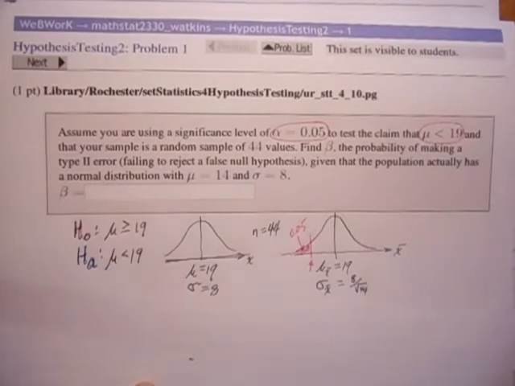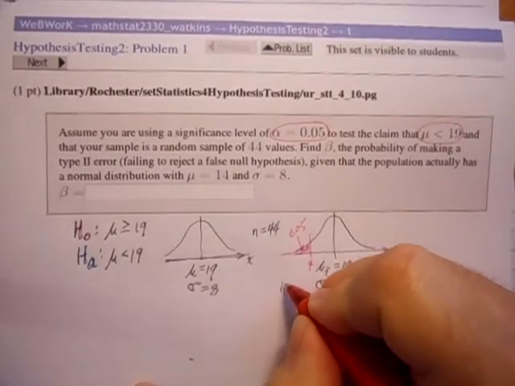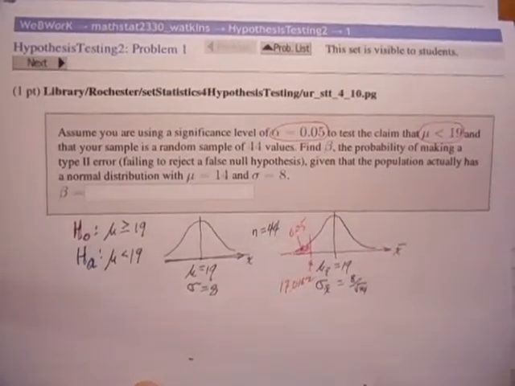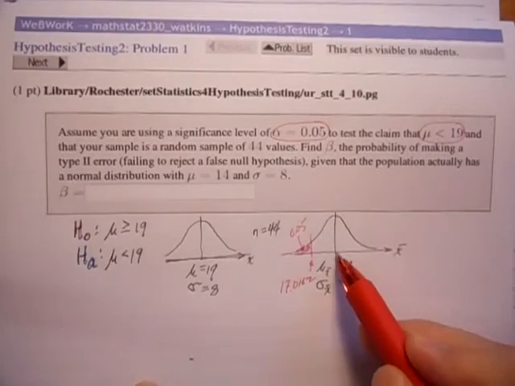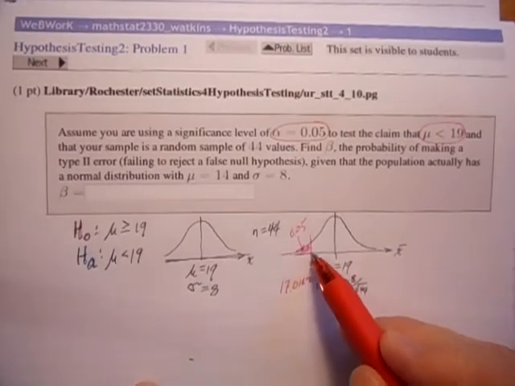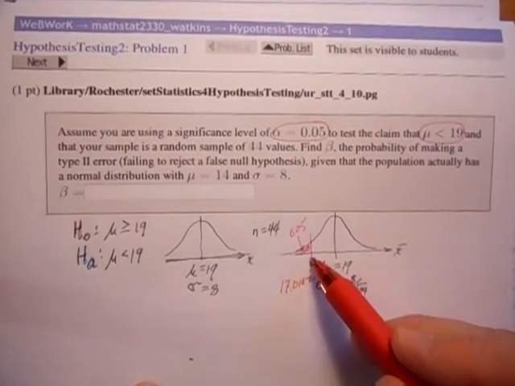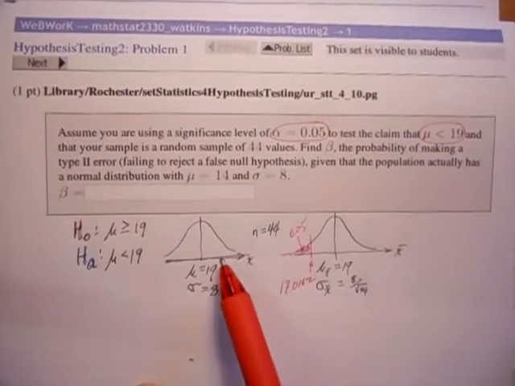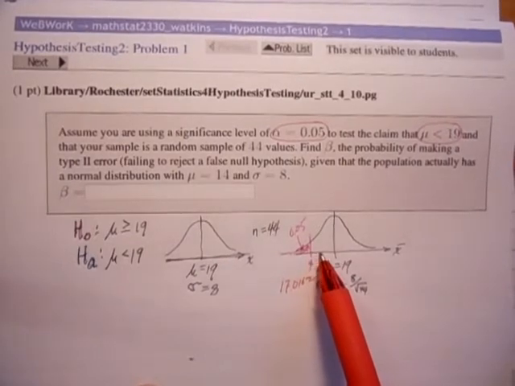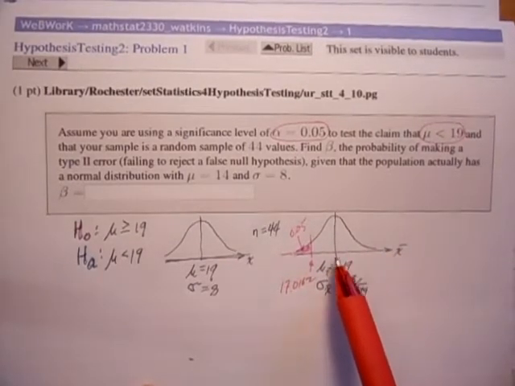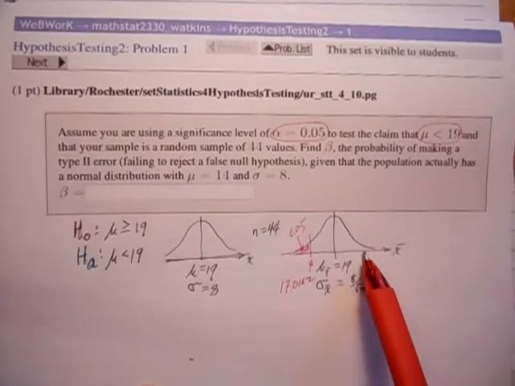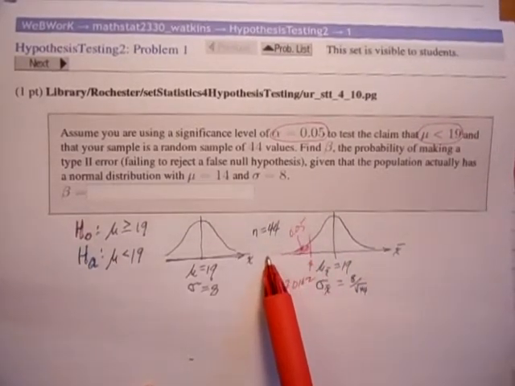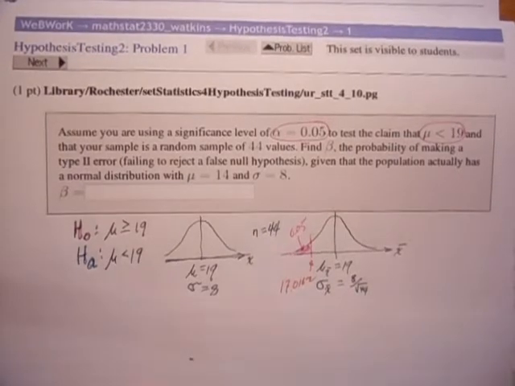So this number right here is 17.0162. Okay, that seems reasonable, doesn't it? This one is 19. This is over here somewhere. That's telling us what that value is. When we find our sample mean, if our sample mean ends up being bigger than this number, then we fail to reject the null hypothesis. If our sample mean ends up here, then we will reject the null hypothesis.